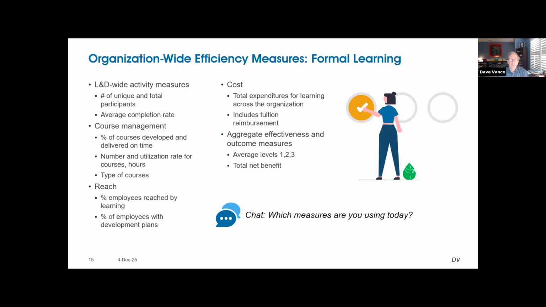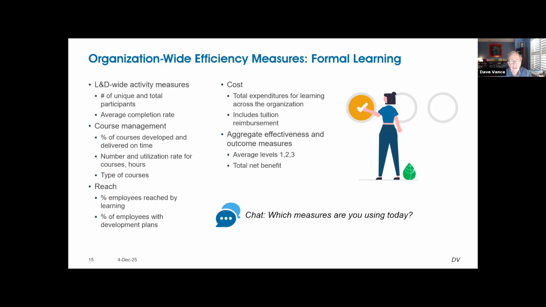And then in addition to those types of measures, you have opportunities to aggregate some program measures now up at the entire, call it department or organizational level. So what is your average level 1, your average level 2, your average level 3? What is your total net benefit? So those are some examples of organization-wide efficiency measures that are going deeper than the program measures you're probably using today.